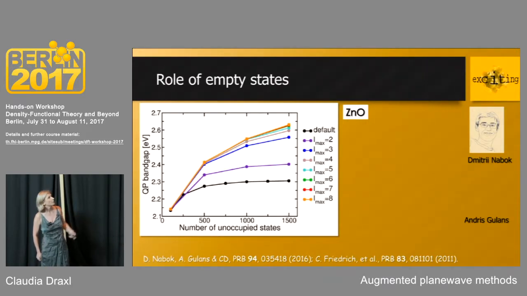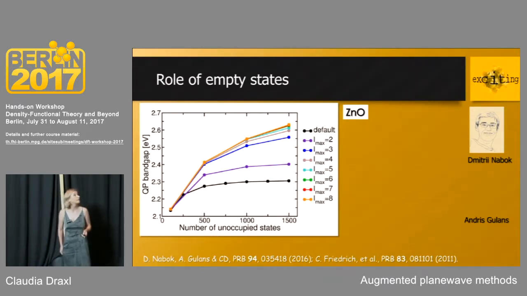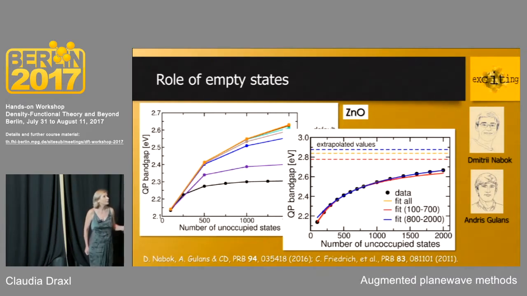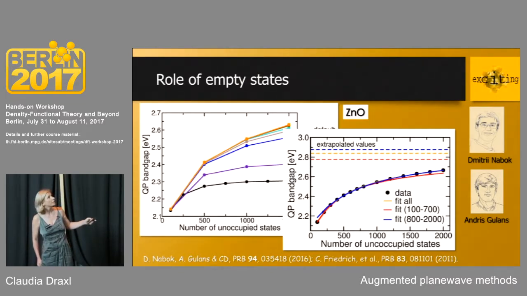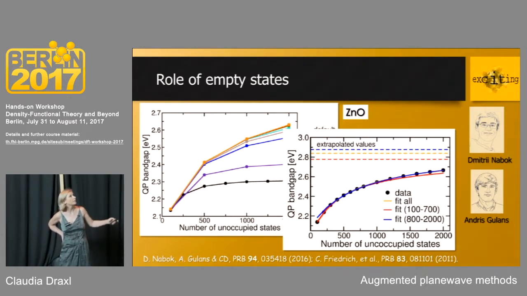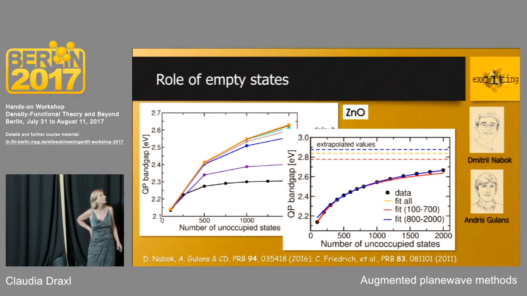This is just showing you 1,500 unoccupied states. But if you have a closer look, you see that this is still not enough. This is still far from being converged. And if you do an extrapolation to the converged limit, then you would see that you get to a range somewhere around 2.8. So you still go up a few tenths of an electron volt here.